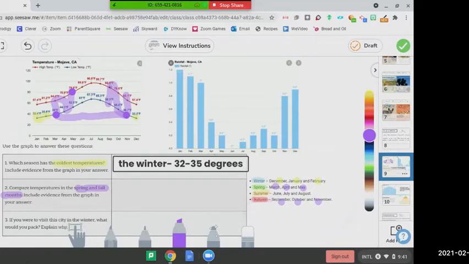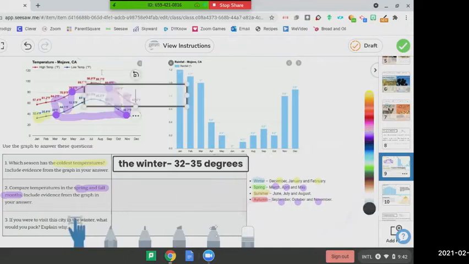My highest temperature in the fall or the autumn is 88.9 degrees. So that's higher than my spring, but they're still pretty close. Look at how close those are to each other. So when we compare temperatures in the spring and fall months, we can see that the lows are the same and the highs are about 10 degrees off.